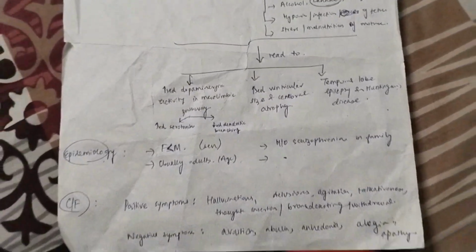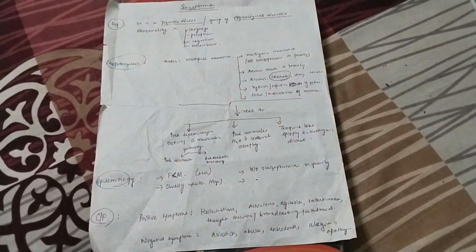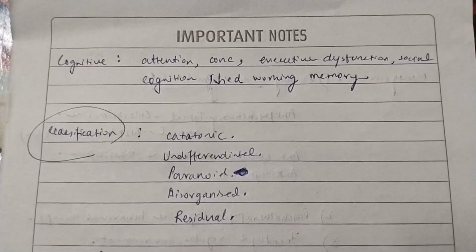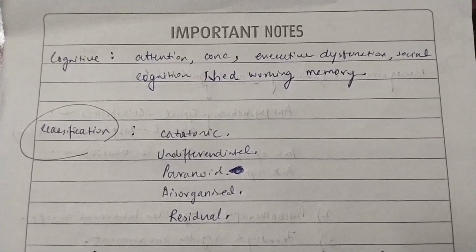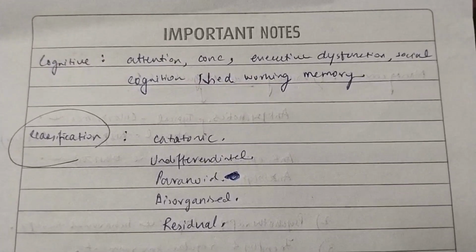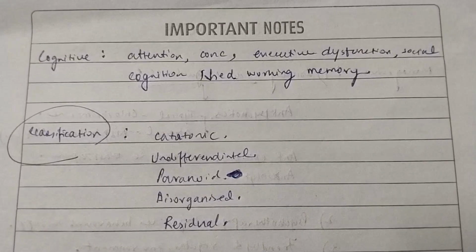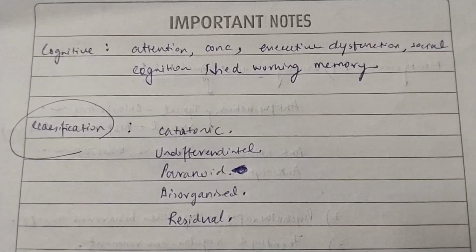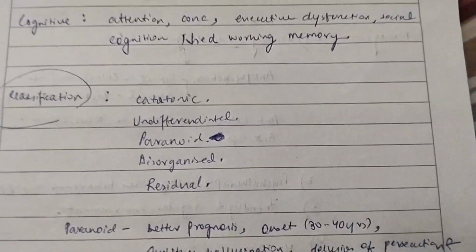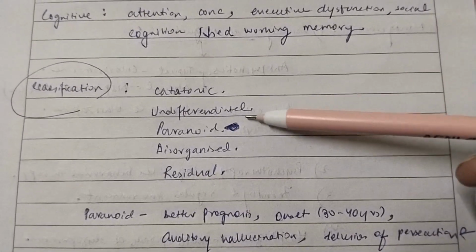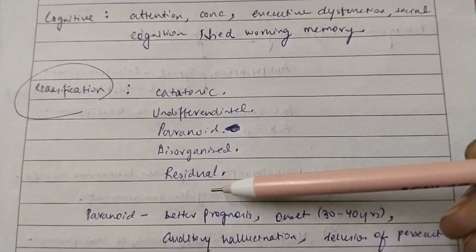Now we move on to the cognitive symptoms. Under cognitive symptoms, you have decreased attention, concentration, executive dysfunction, impaired social cognition, and decreased working memory. Now come to the classification of schizophrenia. It can be catatonic, undifferentiated, paranoid, disorganized, and residual.